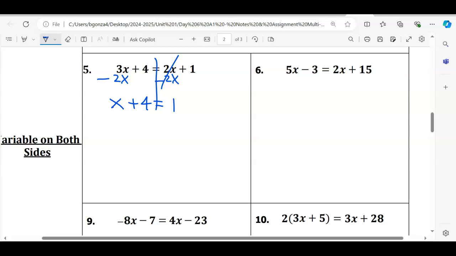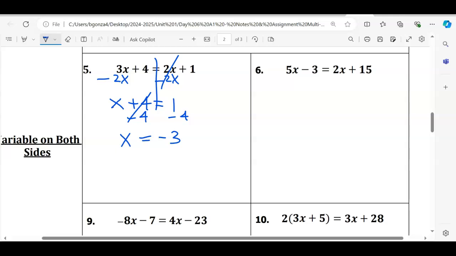You should be able to solve this. How do I get rid of a plus 4? What's the opposite of plus? Minus, right? So minus 4, minus 4. Bring down x equals, and what is 1 minus 4? Negative 3. Cool.